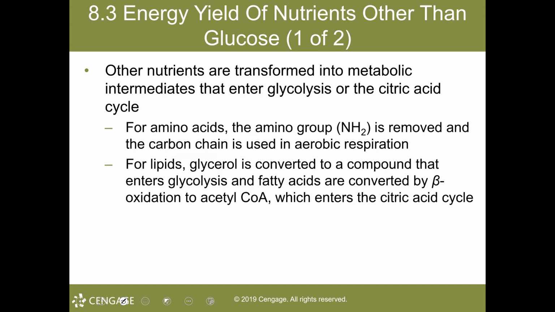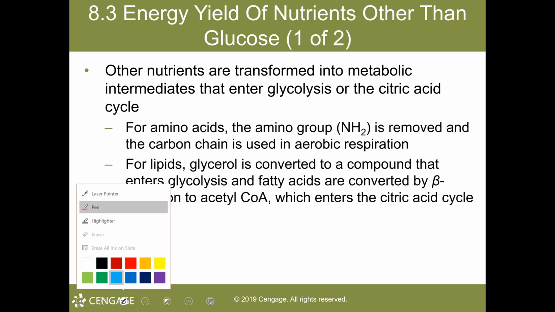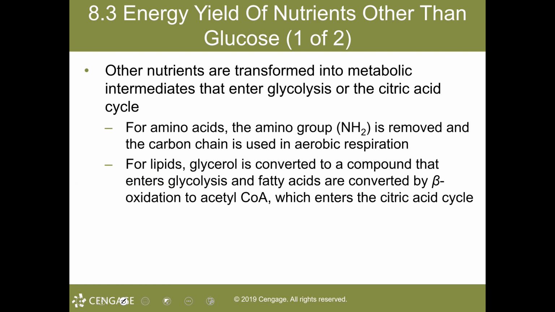We get to, of course, when other sources of energy are used to synthesize ATP. So other nutrients, class, can be transformed into those metabolic intermediates, the glycolysis, or the citric acid cycle. So I'll begin, class, by changing my color here. Let's go red. So I'll say firstly here with lipids.